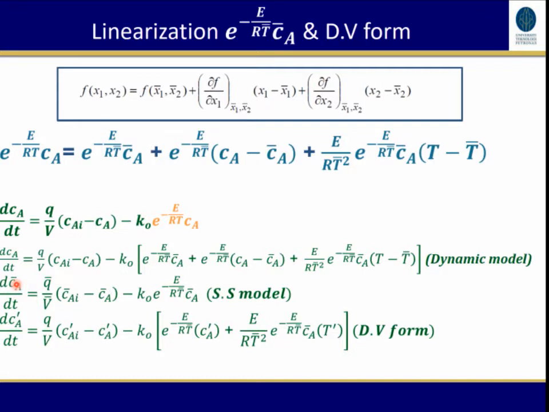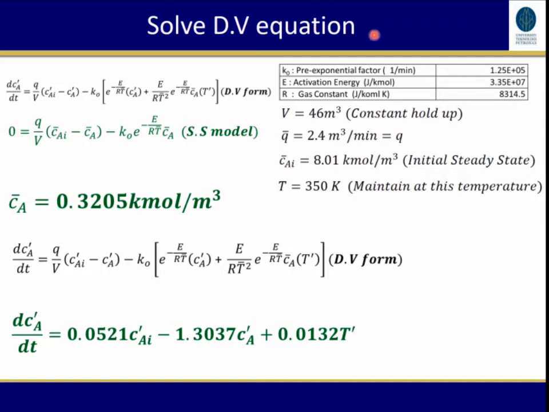Then for the steady state model, all the variables will have a bar above them. It will become only this term, where the exponential of the activation energy over RT is cancelled. After that, the deviation variable form is also pretty easy. You just use the dynamic model minus the steady state, and those with CA minus CA bar become a prime, for example dCA'/dt, so we also solve it and get the deviation variable form.